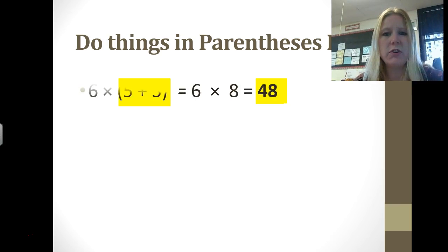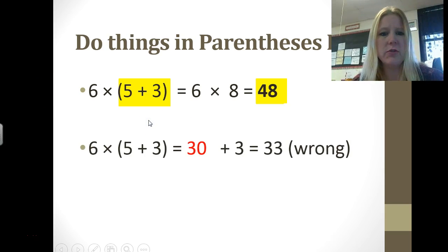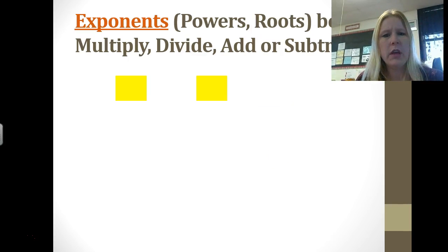First, you talk about what is happening inside parentheses. Anything happening inside the parentheses, you have to do that first. PEMDAS, you have to do anything that's in parentheses first. Here you can see if you had done the 6 times 5, that would have been wrong. You have to do the 5 plus 3 first, then you can take 8 times 6, because if you didn't, you would have gotten 30 plus 3 is 33, and that's not the right answer. You have to do what's in the parentheses first.